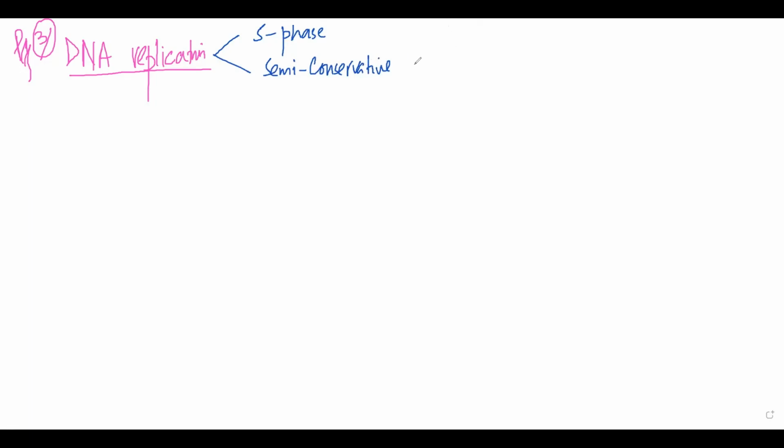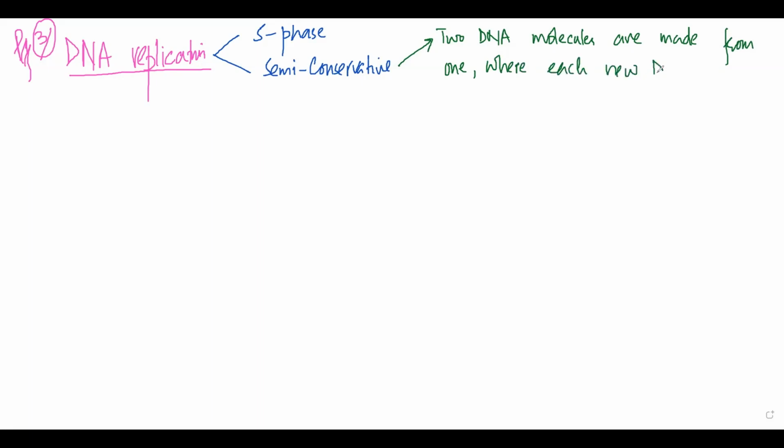So basically, semi-conservative means that two DNA molecules are made from one, where each new DNA molecule has one old and one new strand. So this is why we call it semi-conservative replication.